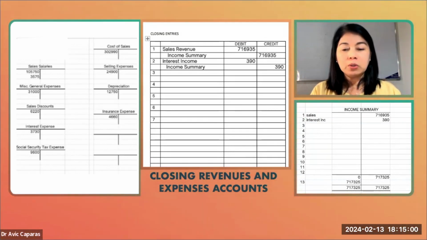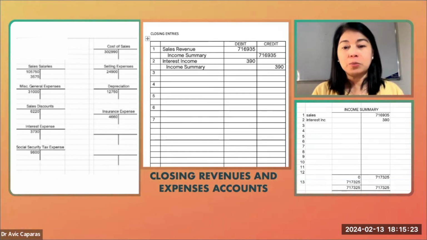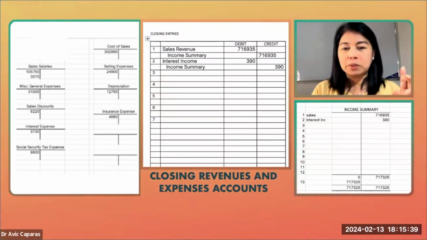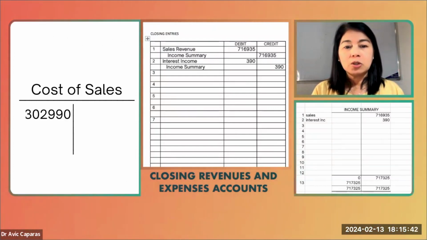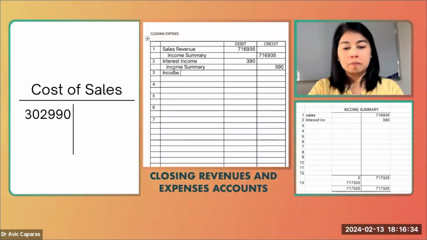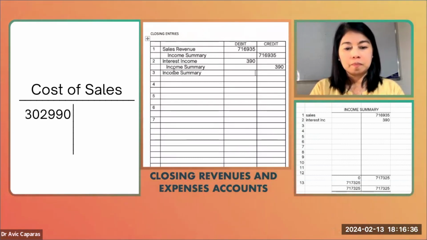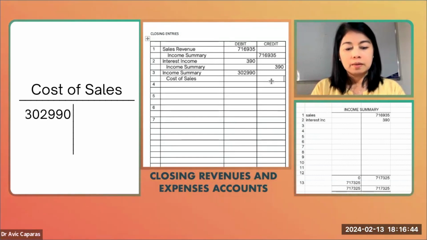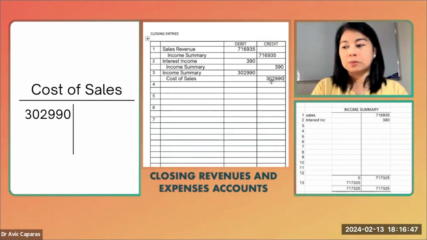Okay, so we're going to close, and then in the end, the last entry would be to close the income summary account. So we can do that now, right? I will just explain one account, or perhaps two, cost of sales and one of the expenses accounts. So here we have cost of sales, income summary debit 302,990. And then cost of sales, the credit 302,990.